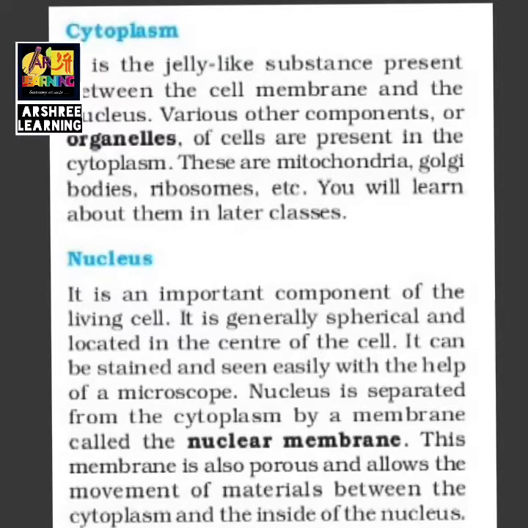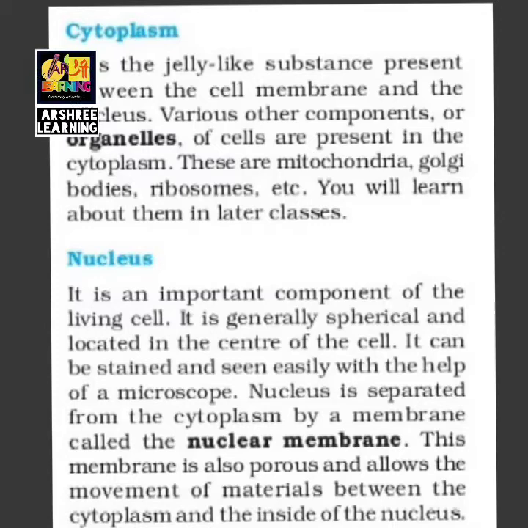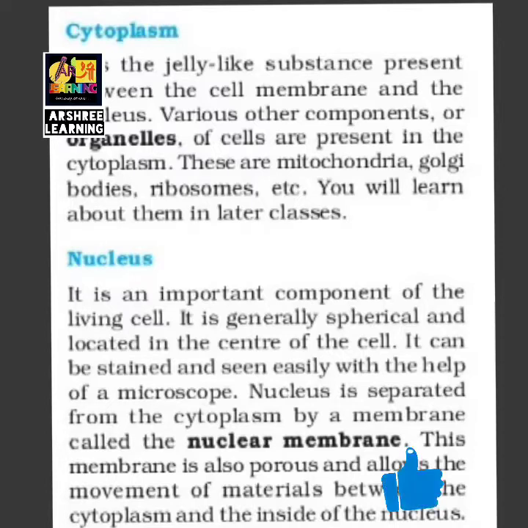Now the components have been described. Cytoplasm is a jelly-like substance which is present between the cell membrane and the nucleus. Various other parts are also there in the cell. These are called organelles in the cytoplasm. These organelles which are present in the cell are mitochondria, Golgi bodies, ribosomes, etc.